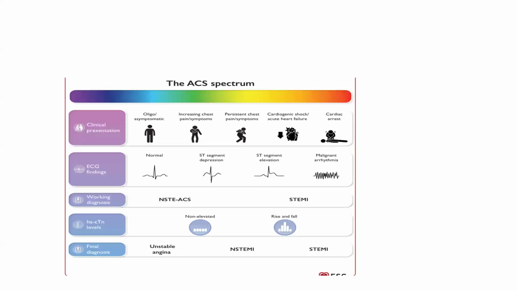This is the ACS clinical spectrum. For clinical presentation, the patient can be asymptomatic, can have increasing chest pain, persistent chest pain, can be in cardiogenic shock, or can be in cardiac arrest. ECG changes wise, the finding can be normal, or can present as ST segment depression, ST segment elevation, and malignant arrhythmia. And according to the ECG changes and the cardiac markers, the ACS is divided into NSTEMI and STEMI.